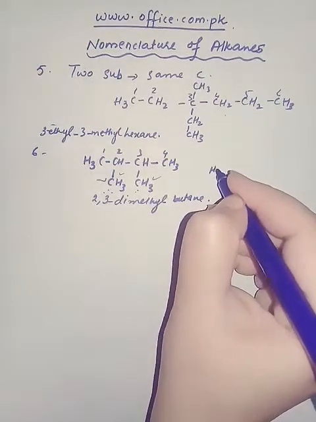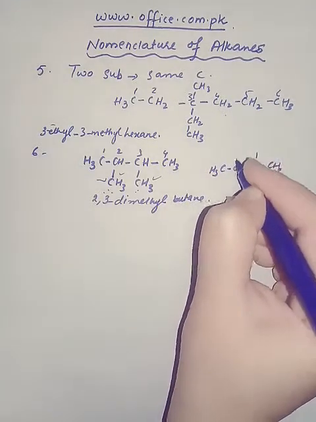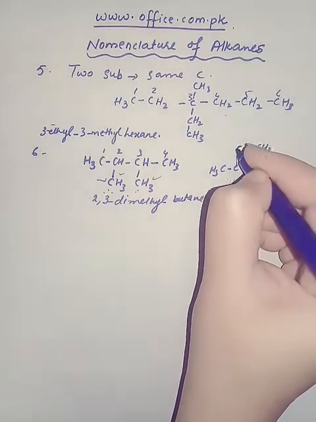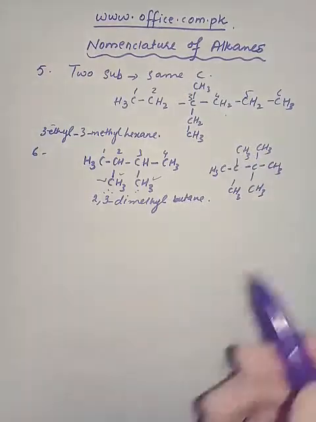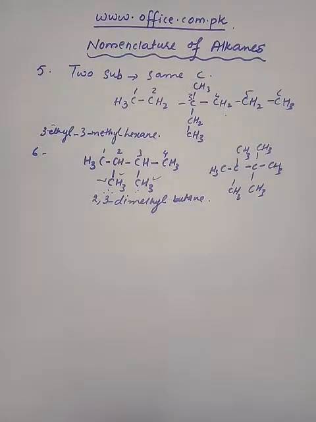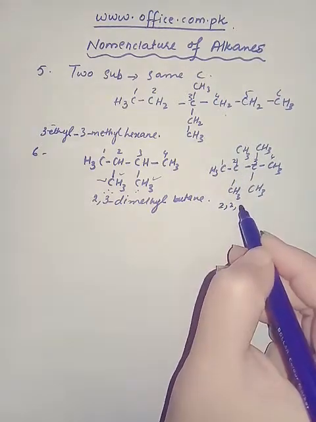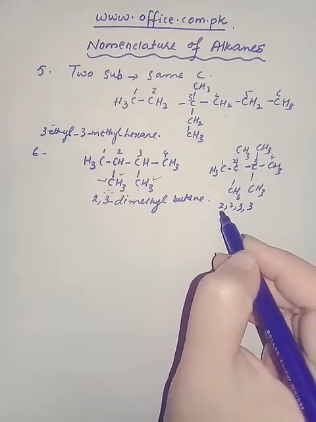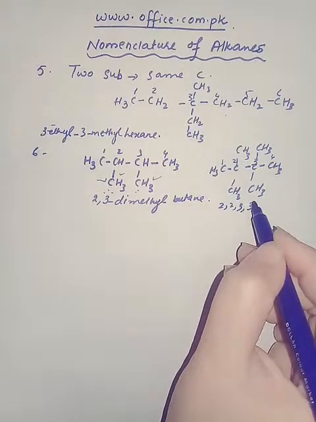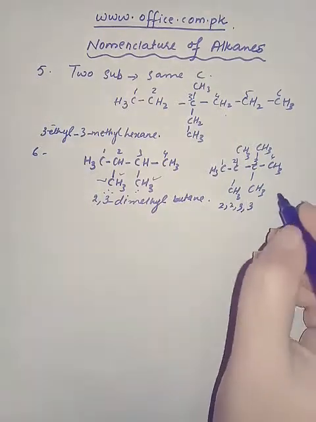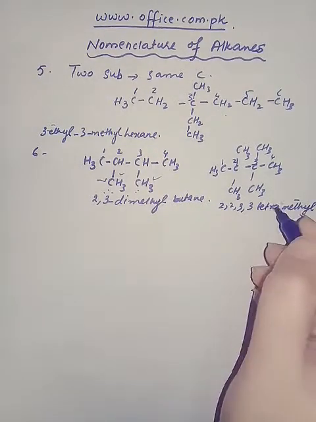Similarly, there is another example. Now there are 4 methyl groups on 2 carbon atoms. Again name it. It will be 2, 2, 3, 3. It means 2 methyl groups on carbon number 2 and 2 methyl groups on carbon number 3. So they will all together become 4. It will be tetramethyl butane.